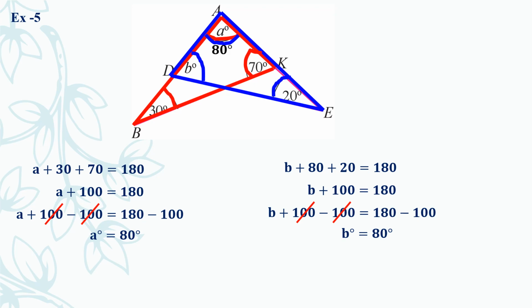Now in this way you can solve difficult problems by using this method. And now you can do exercise 12.1 by using the knowledge of the sum of the interior angles of a triangle. And these are the final results: A equals 80, B equals 80.